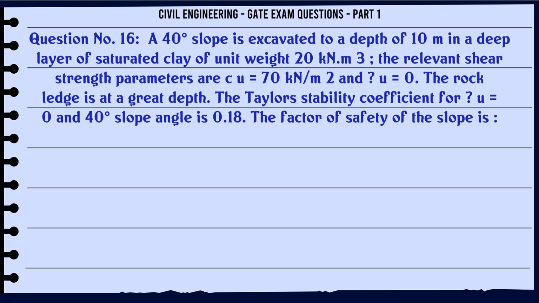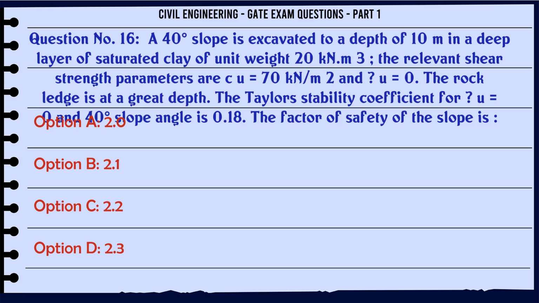A 40 degrees slope is excavated to a depth of 10 m in a deep layer of saturated clay of unit weight 20 kN/m³. The relevant shear strength parameters are Cu = 70 kN/m² and φu = 0. The rock ledge is at a great depth. The Taylor's stability coefficient for φu = 0 and 40 degrees slope angle is 0.18.